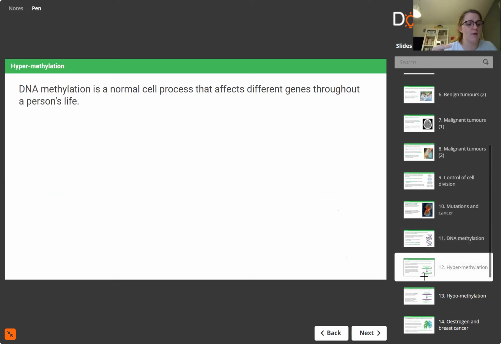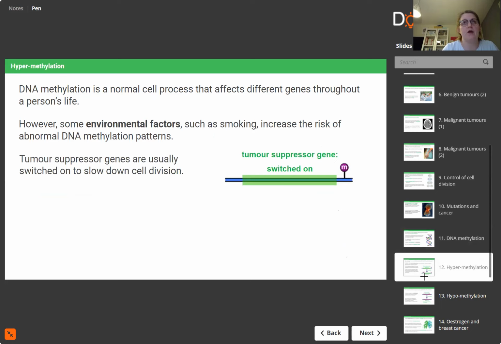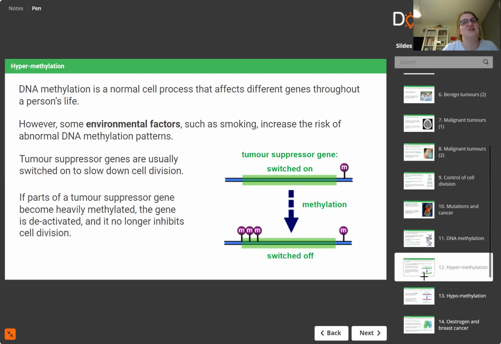So hypermethylation is too much methylation occurring on the DNA. DNA methylation, like we said, is completely normal, and it affects different genes throughout your life. However, some environmental factors, such as smoking, increase the risk of abnormal DNA methylation patterns. For one example, tumor suppressor genes are usually switched on to slow down cell division. So we don't want them to be methylated. We want them to be transcribed. Now it doesn't have to be the whole tumor suppressor gene, because if you remember how long genes are, even if just part of it becomes heavily methylated, that gene will become deactivated. It's switched off, it's not going to be transcribed, it no longer inhibits cell division.